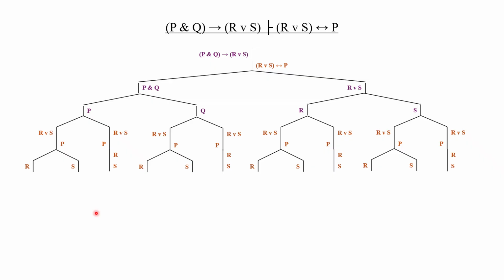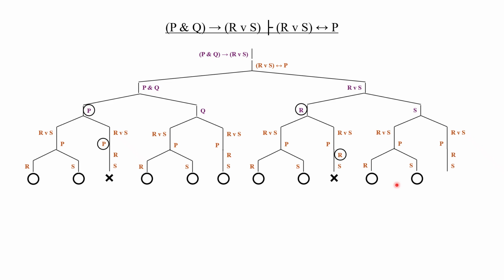Now, looking for contradiction in this first one, I don't see one. Same thing here. Well, here I've got a P on the left-hand side, P on the right-hand side, so that one closes off. Don't see a contradiction there. Don't see one there. Oh, got one here. So R on the right, R on the left. Looking at the next one, nope, nope. And then finally, yep, I do have an S on both sides.